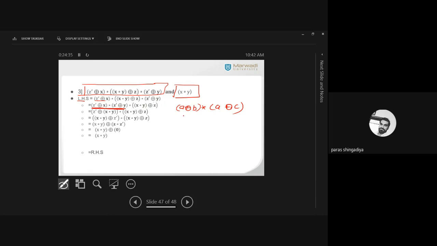So what is the meaning of this equation? That is the distributive formula, which can be written as a ring sum b star c. So just put it here: z' ring sum x star y. That is your derived term. The remaining part is as it is here, x star y ring sum z.